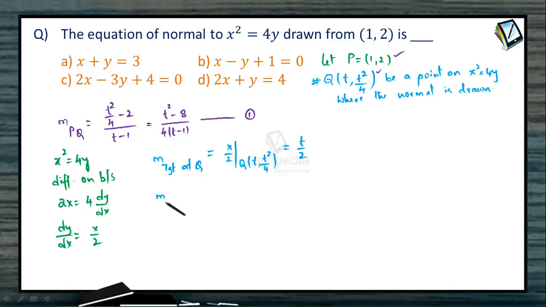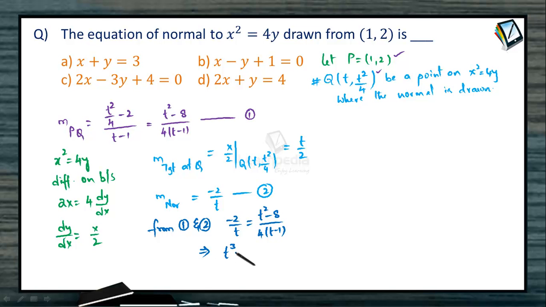So can you tell me what is the slope of the normal? Yes, the slope of the normal would be minus 2 by t. This is our second equation. But if you look at equations 1 and 2, they both represent the slope of the same line, as PQ itself is a normal. So from both equations, minus 2 by t should be the same as t squared minus 8 by 4 times t minus 1, which can be simplified as t cubed equals 8. So hence we got the value of t. The value of t is 2.